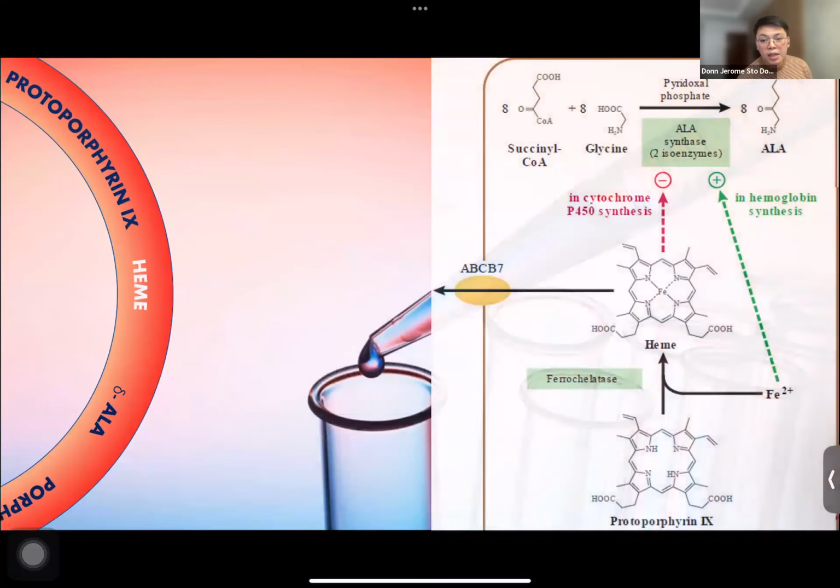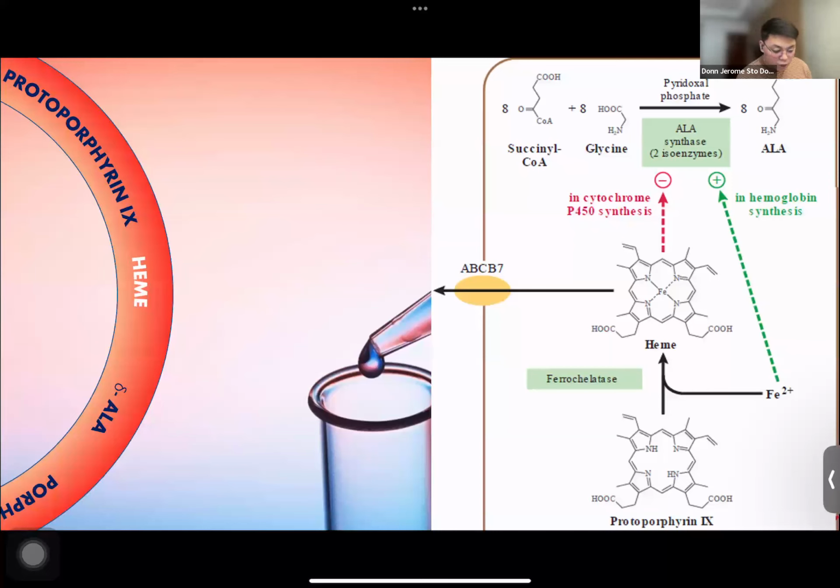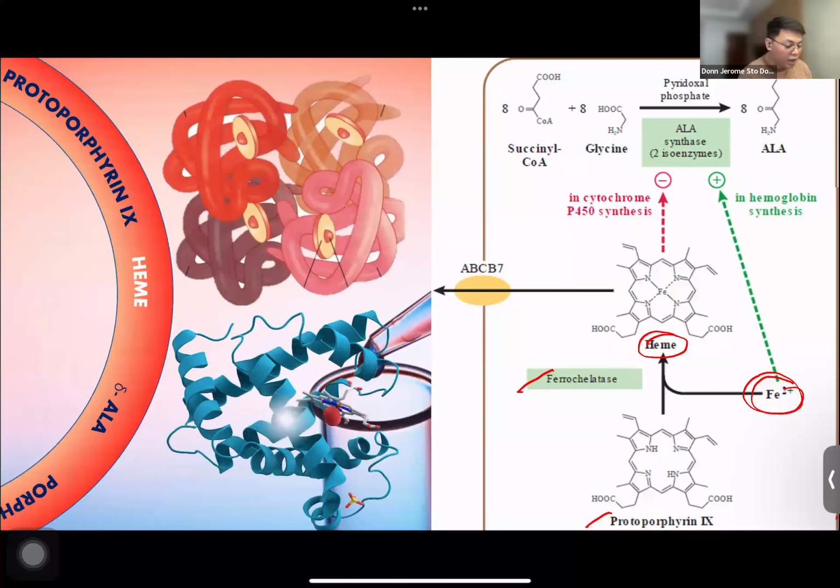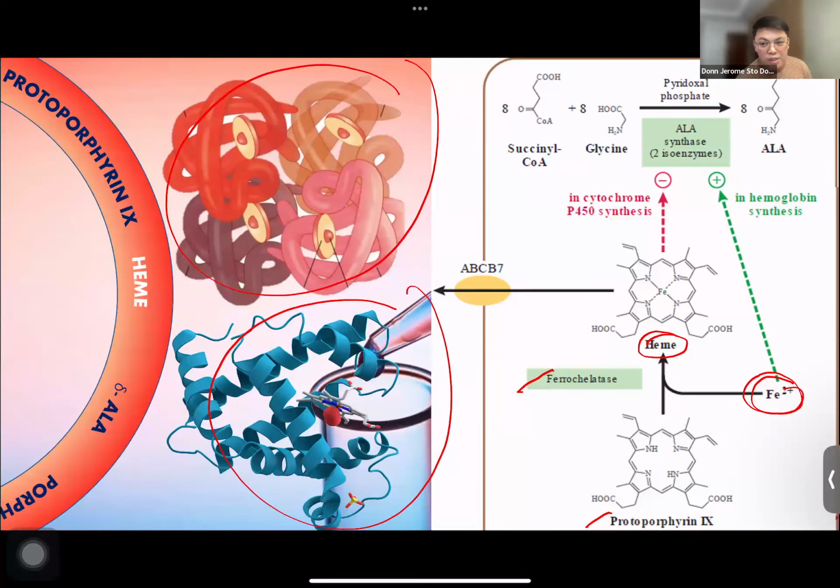The last step, still in the mitochondria, would be the incorporation of iron to your protoporphyrin 9 using the enzyme ferrochelatase. So we now form your heme. Heme can then go out of the mitochondria, and again, it can associate with proteins, di ba? Sabi natin, to form heme protein. And depending on the structure of the protein it will associate with, it will determine its function. So pag yan, hemoglobin. Pag dito, myoglobin.